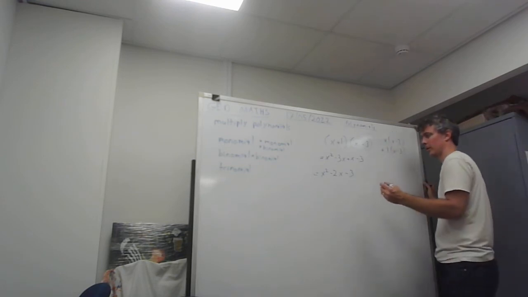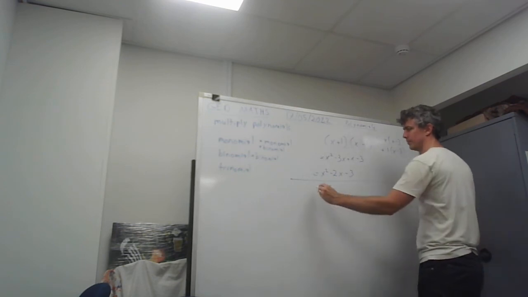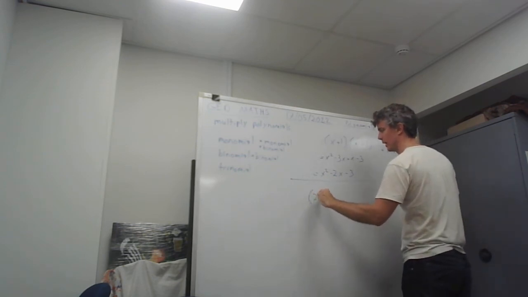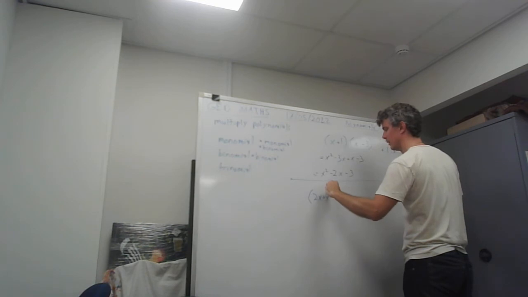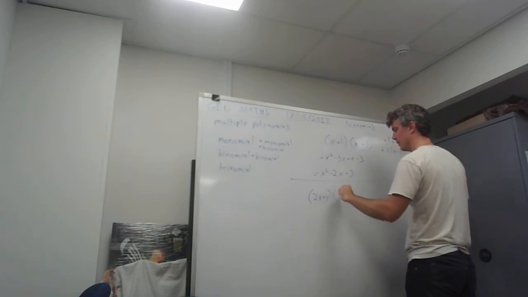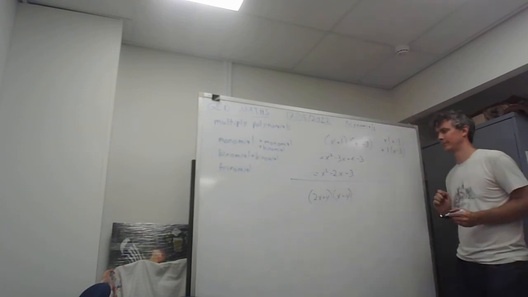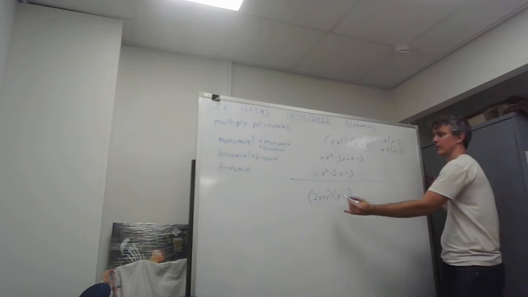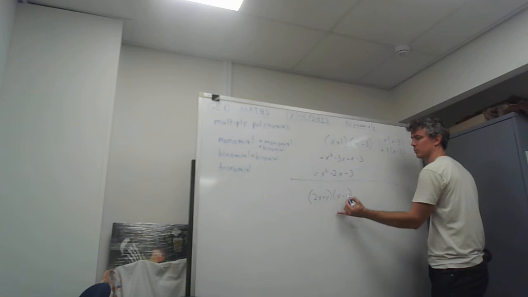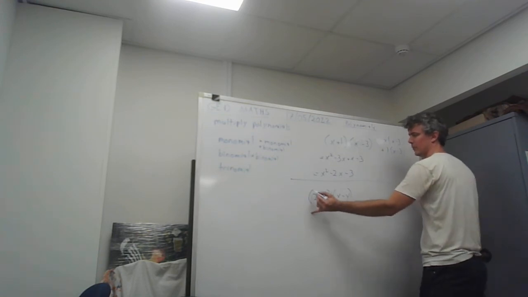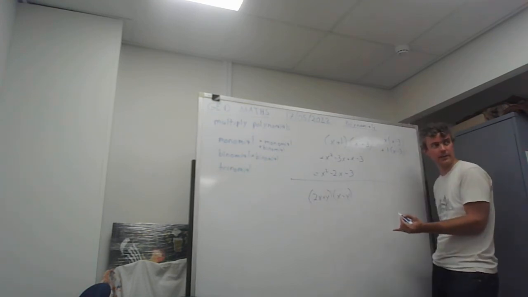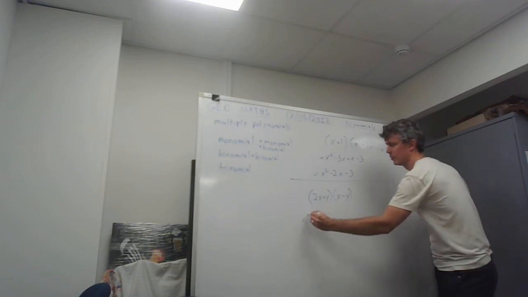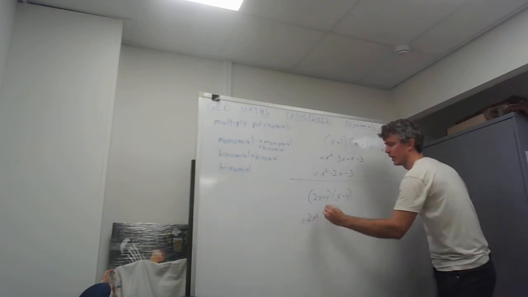Let's try a little bit more complicated. 2x plus y times x minus y. It's the same process. We start here with this term and multiply this term by each one. So first thing we do, 2x times x. What is that? 2x squared. So that equals 2x squared.